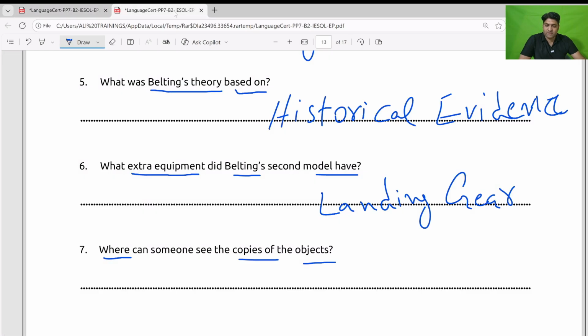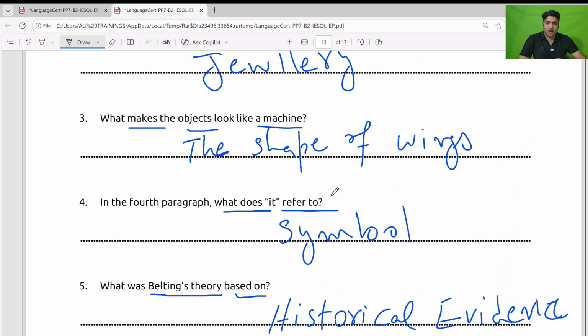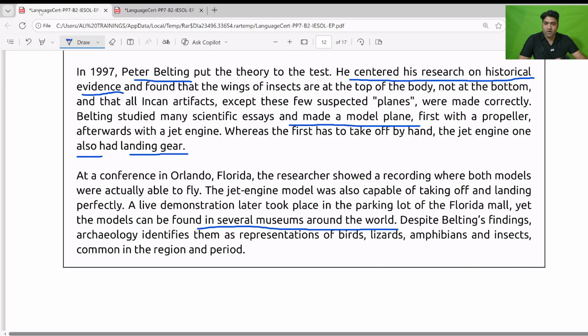So these models can be found in several museums around the world. Where can someone see the copies of the objects? In the museums. This will be the short answer, or you can write all around the world in the museums. So I will write in the museums, so we do not exceed the limit of 5 words. So these are the answers of our 7 questions of part 4.